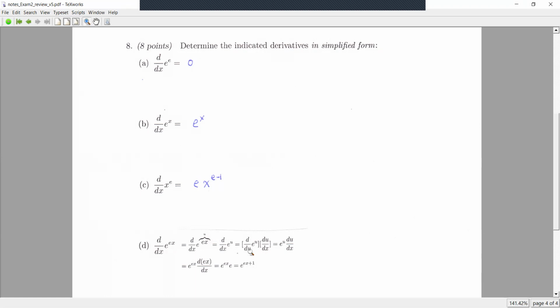Derivative of e to u with respect to u is e to u. Now, plug in e times x in the u here. Then I have this equation. Derivative of e times x, e is a constant. Derivative of e times x is e. Now, e to e x times e is e to ex plus 1. This is the simplified form of the solution.